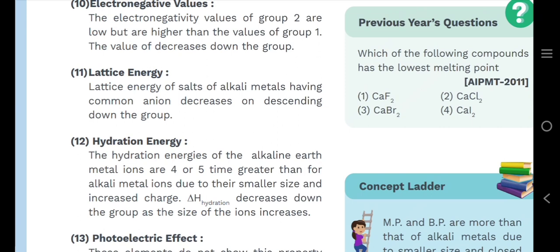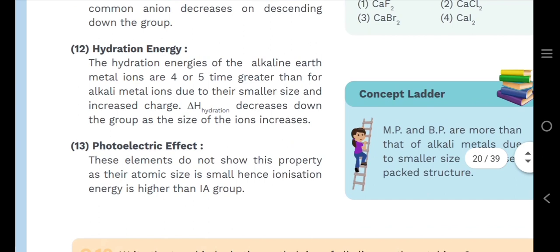Hydration energy. The hydration energies of the alkaline earth metal ions are 4 or 5 times greater than for alkali metal ions due to their smaller size and increased charge. Delta H, that is hydration energy, decreases down the group as the size of ions increases.